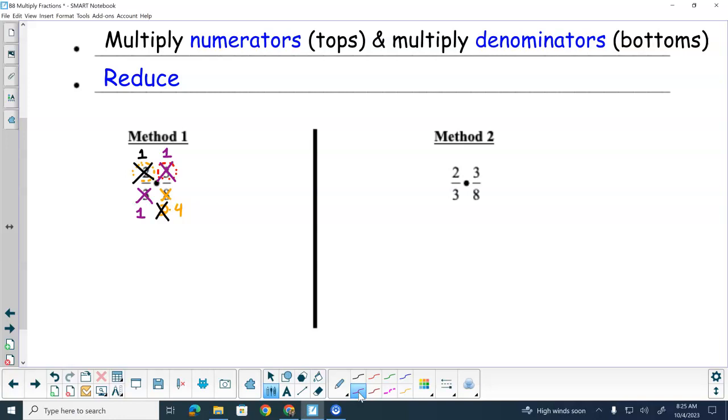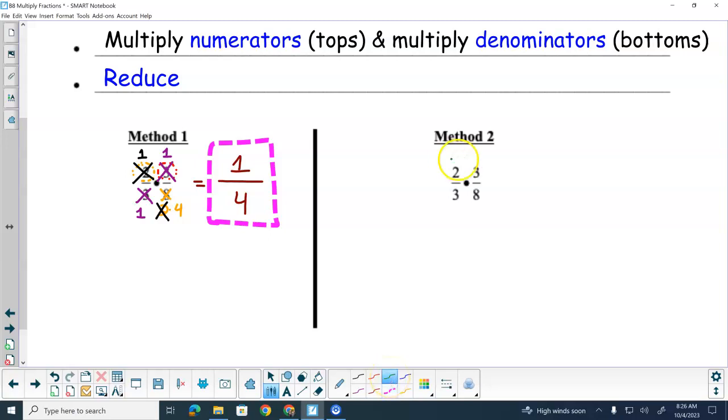So now I multiply across. 1 times 1. 1 times 1, 1. 1 times 4, 4. So my answer here is 1/4. Okay. That's one way of doing it. That's the way that I prefer. I'm a professional teacher. Okay. I prefer that way. Okay. The other method, still just as good.